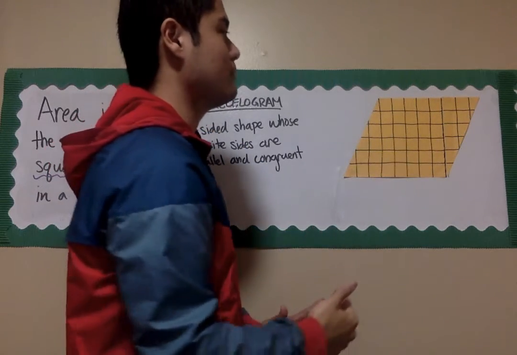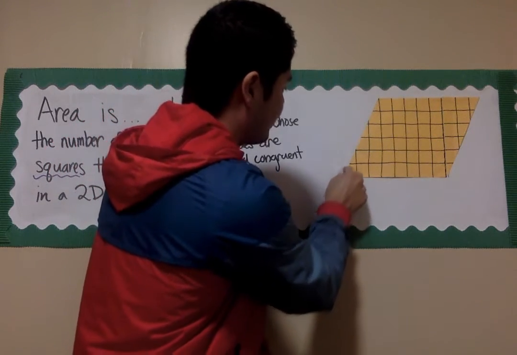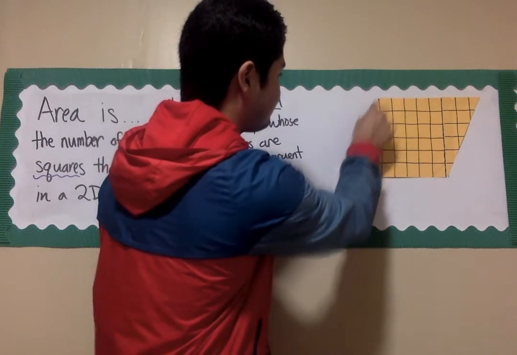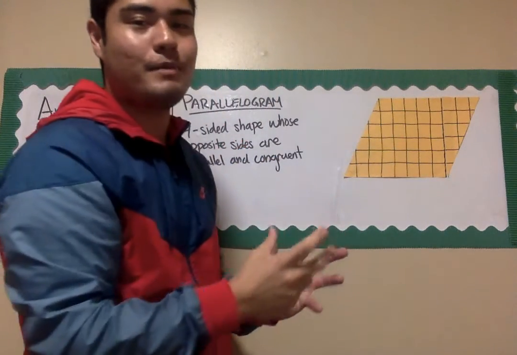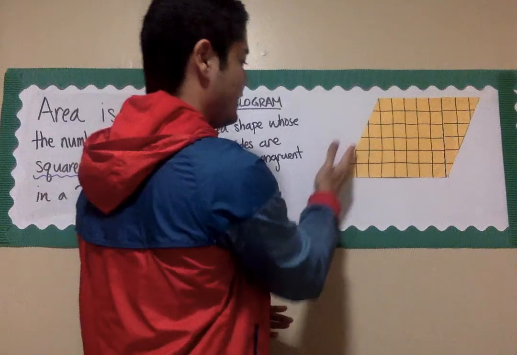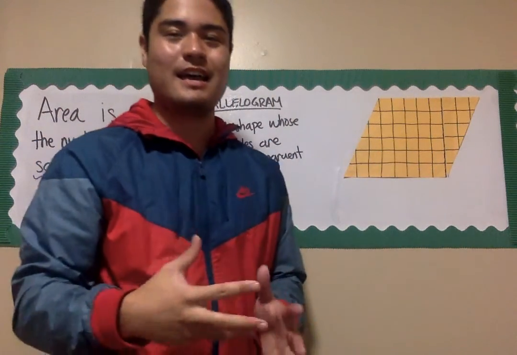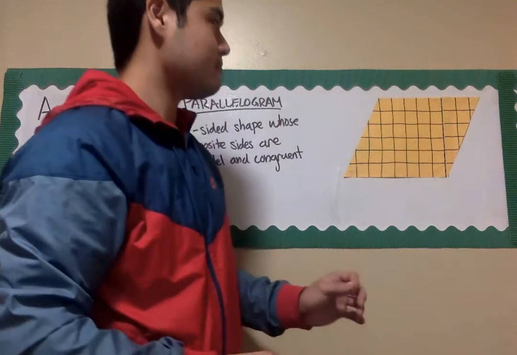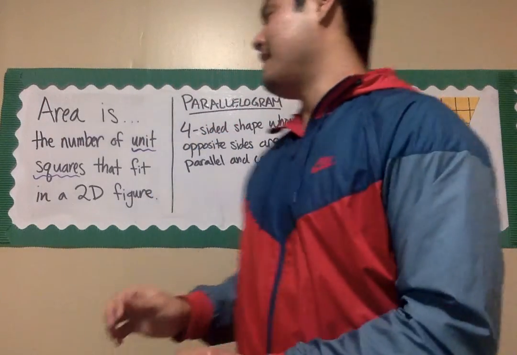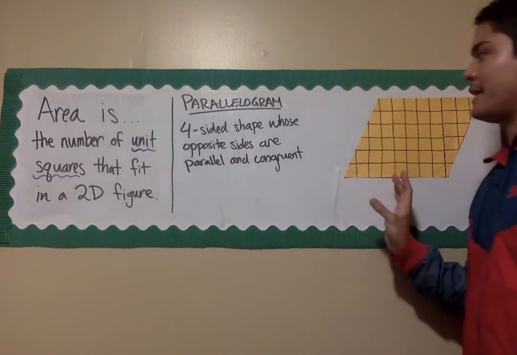But we run into a problem, because if you see right here, the squares got cut. It's not clear how many squares there are right here. Also right here, we're going to take like a fraction of a square or like a decimal of a square. That's too much work. And at the end of the day, it wouldn't even be accurate.